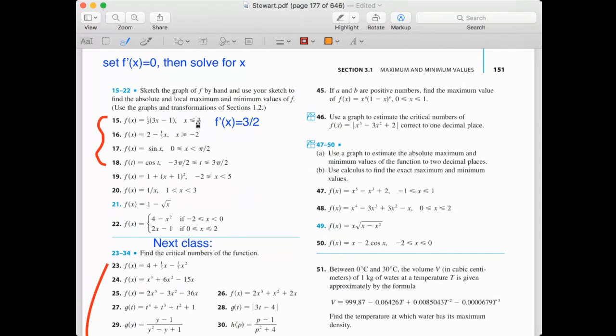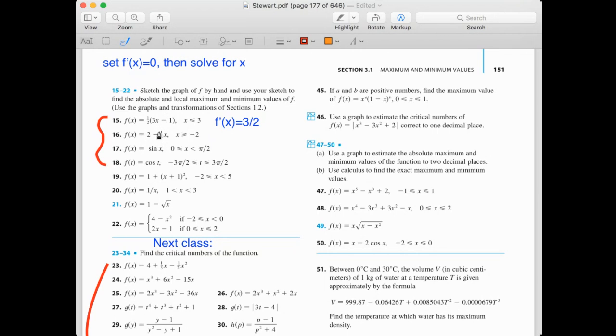We do get a local maximum because x is less than or equal to 3. So we evaluate at x equals 3. We would get 9 minus 1, divided by 2, which is 4. So 4 will be the local maximum. So we only get a local maximum for 15. 16, similarly, is a linear function, right? We get f prime of x equals -1/3.